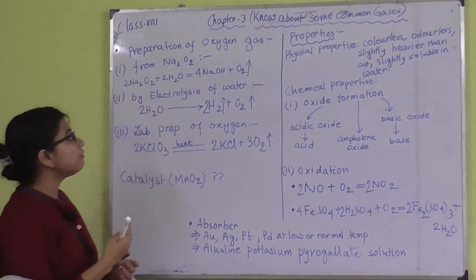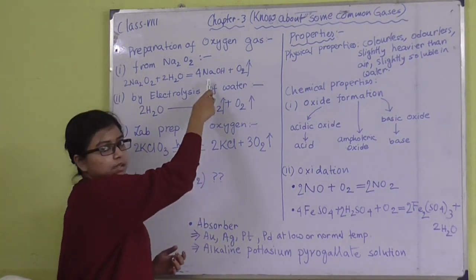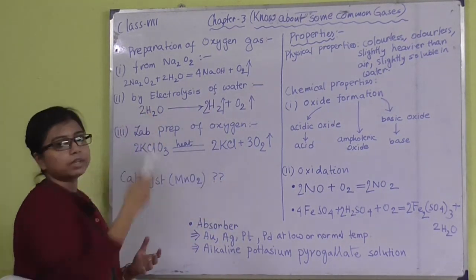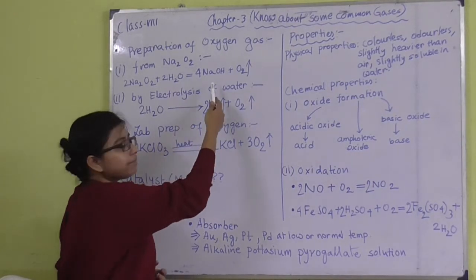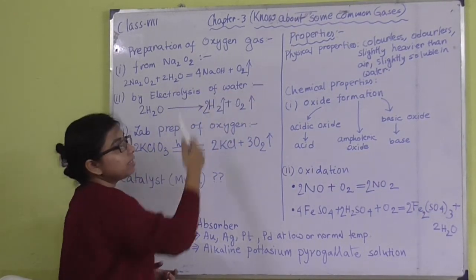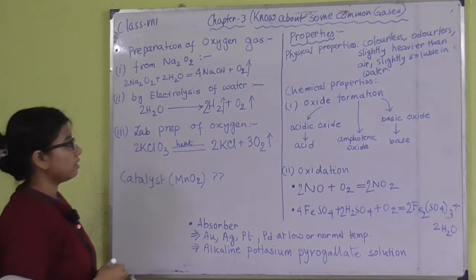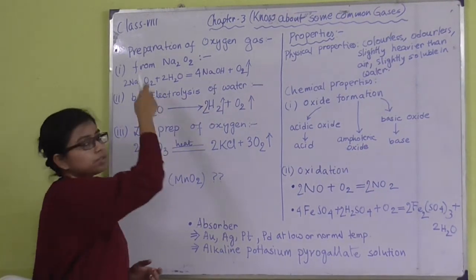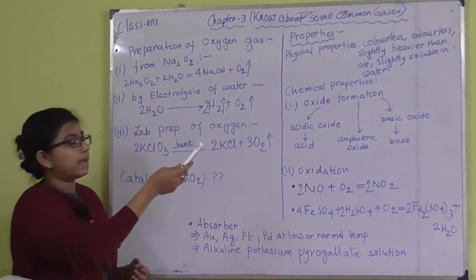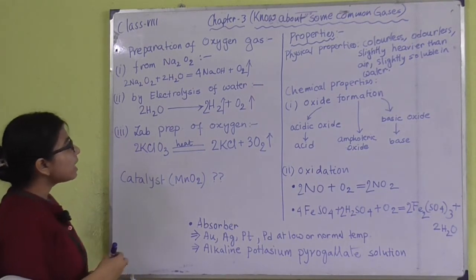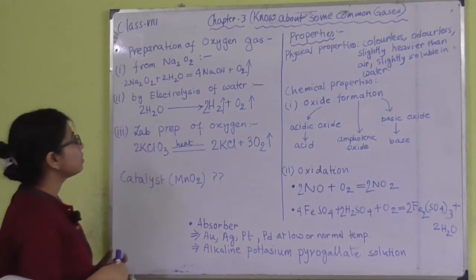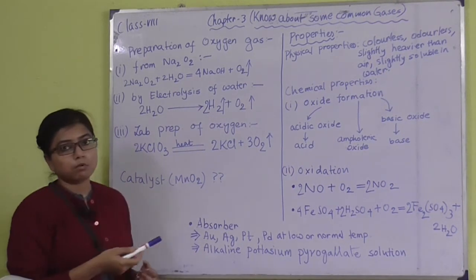Then we can see the formation of the base according to the peroxide we have taken, and along with the base we can see the formation of oxygen gas. Okay, so this is the first procedure to prepare oxygen gas. Next process we have, this is very common to us also, which is electrolysis of water.